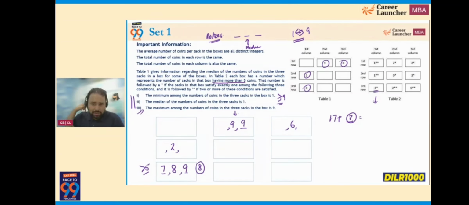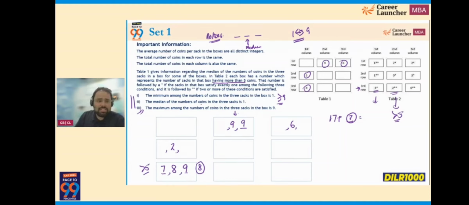Now let's look at the second one. I said my first third row पहले करूँगा. Let's look at this. I have two boxes. If I read this, box number 2 has a number which represents number of sacks in that box having more than 5. So I have 2 sacks greater than 5. That means I have 1 sack less than 5. I hope that part is clear. 2 sacks greater than 5, 1 sack less than 5.